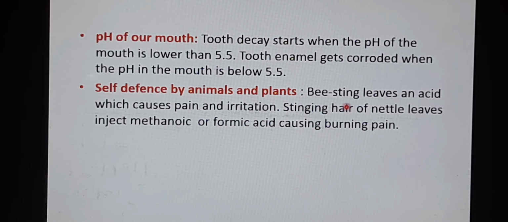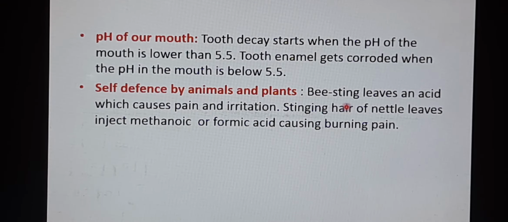That acid is methanoic acid, or formic acid. Methanoic acid is the chemical name, and formic acid is the common name. So bee sting, and there is also one plant, nettle leaves. Those leaves can also inject the same acid into our body, which results in swelling, plus burning pain. Again, the neutralization reaction we will apply here also.